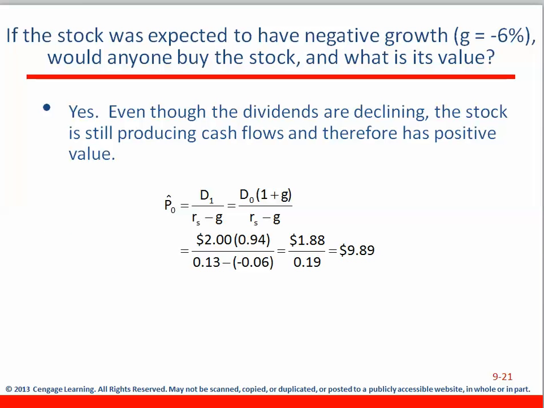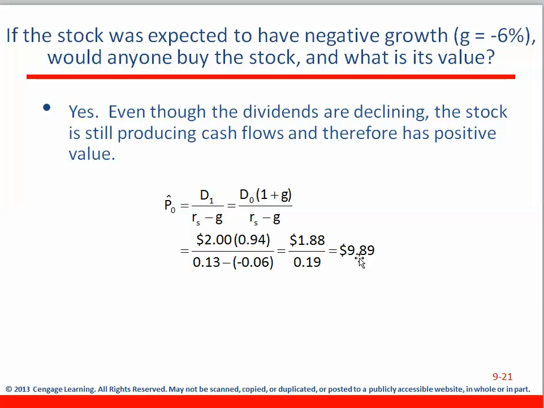So, if the stock is expected to have negative growth, would anybody buy it? And the answer is sure, because it still has value and it has a price. The formula is still the same, D1 over RS minus G. The only difference is it's going to be 1 minus G because growth is negative. So it'll be 2 times 1 minus G, which is 0.94. The dividend is shrinking. And RS minus a negative. And so the stock price is $9.89.